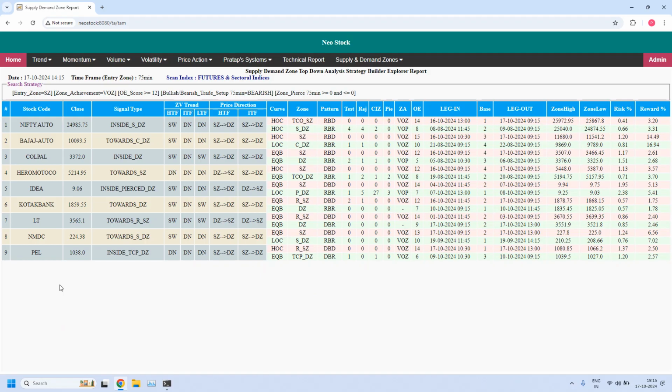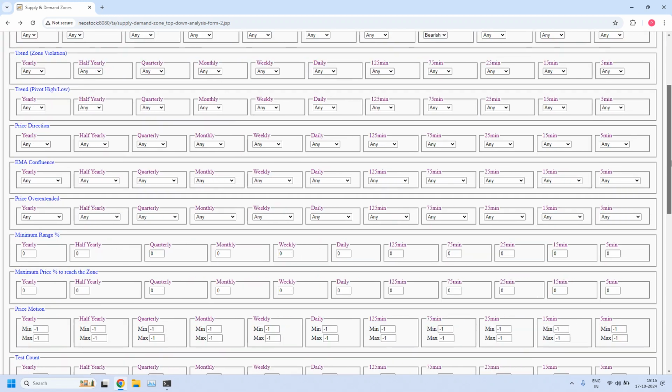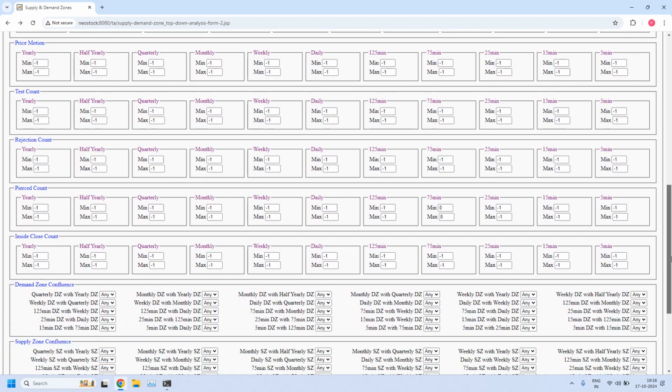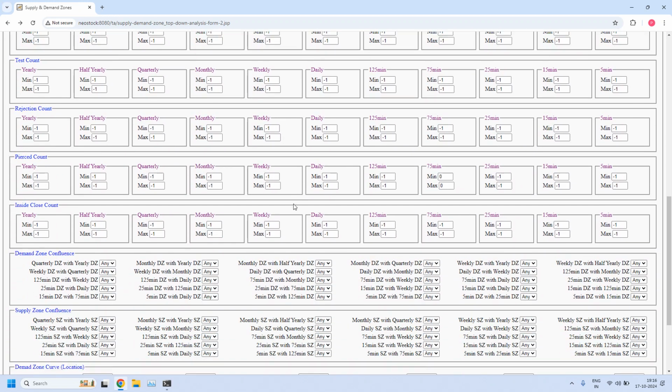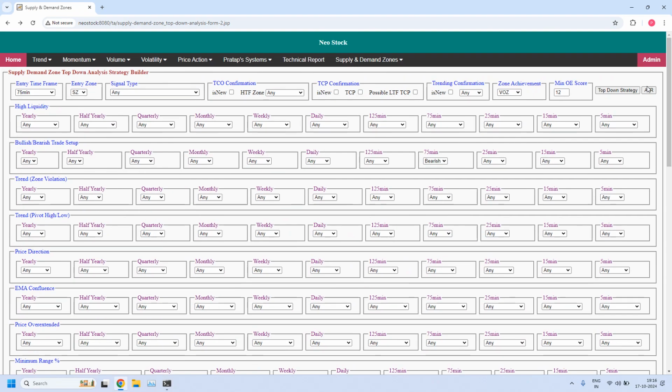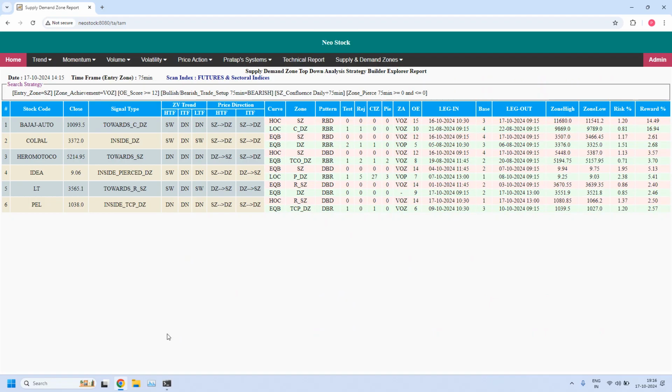Okay, to find the high probability setup stocks, let us look for LTF, ITF supply zone confluence. So in the supply zone confluence, the 75-minute supply zone with daily supply zone confluence filter is enabled. Now 6 stocks are filtered. All these 6 stocks are supporting the bearish trade setup for weekly income trade, and also the 75-minute entry zone is part of the daily zone.